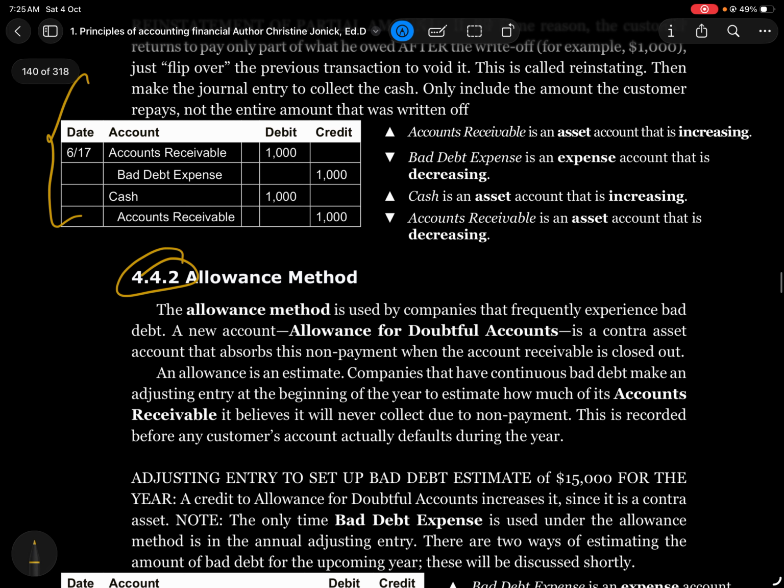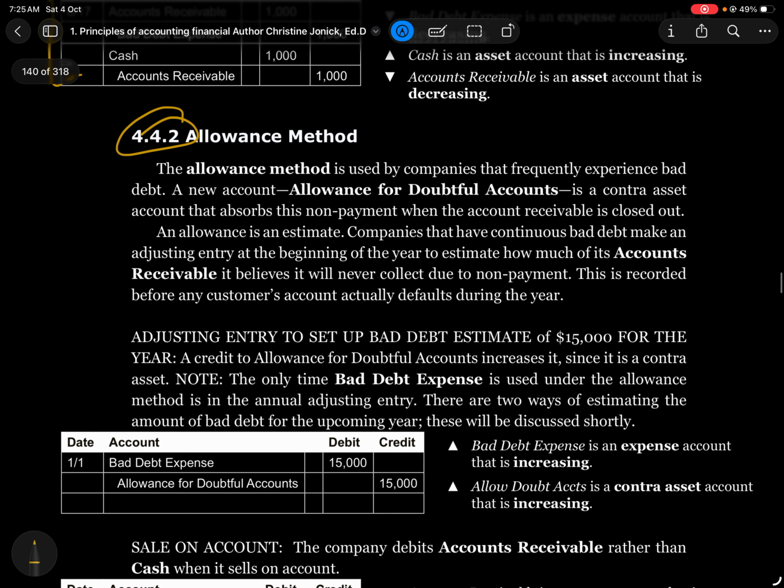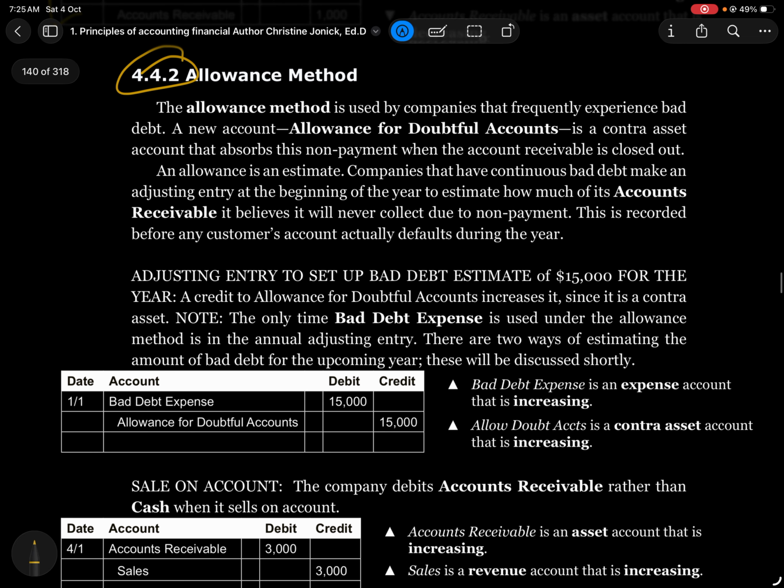Next is the allowance method. This is more likely used. What we would do is record the expense, but we would have an allowance as well. It keeps on adding allowance at a certain time. It just depends on the practice. So if the bad debt estimate was 15,000 for the year, it would basically book it like this.